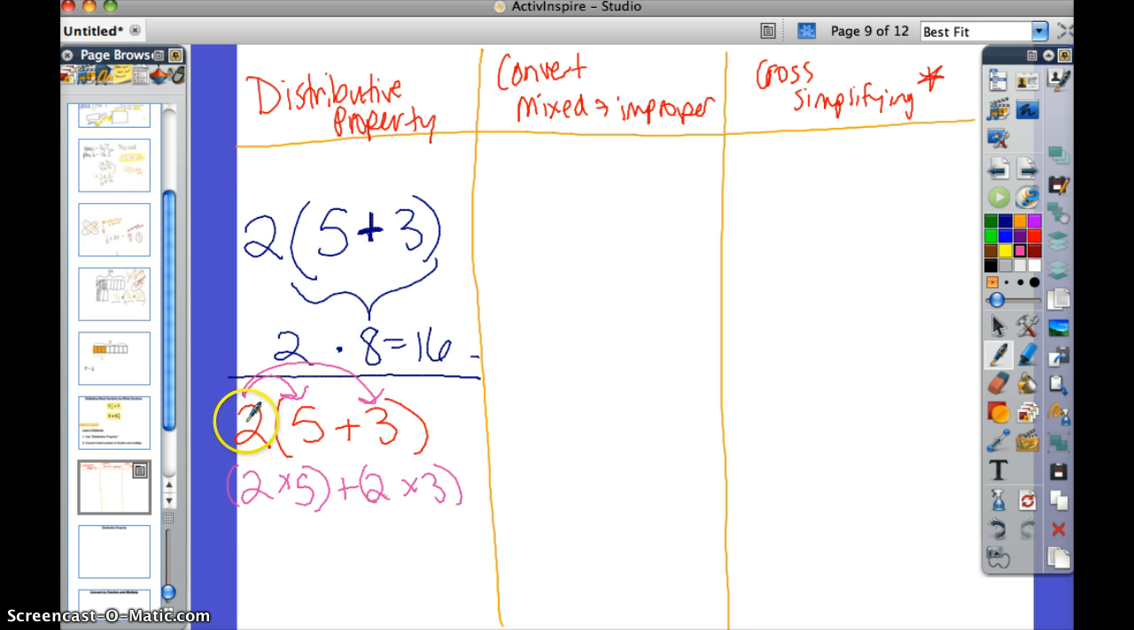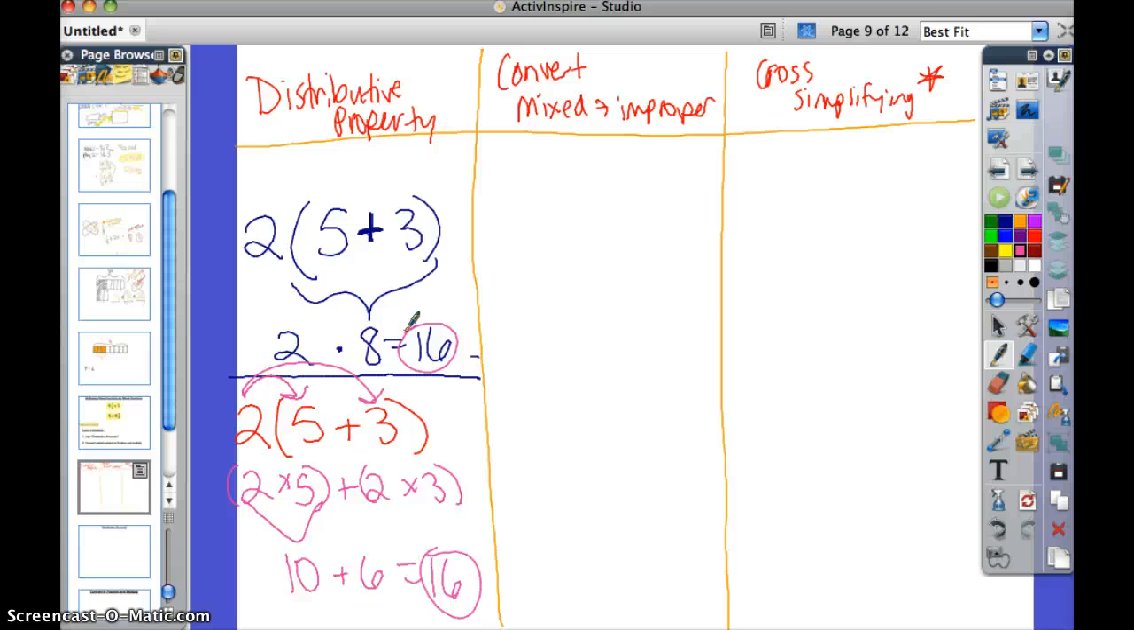Okay, so the answer would be the product of 2 and 5, which is 10, and 2 times 3, which is 6, or 16. You get the same answer. But it basically means that you can distribute the number on the outside of the parentheses and multiply it by both numbers inside the parentheses and find that sum. Okay, so that you need to know to be able to do mixed number times whole number multiplication.